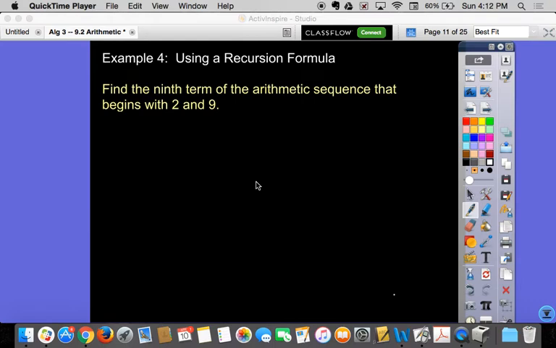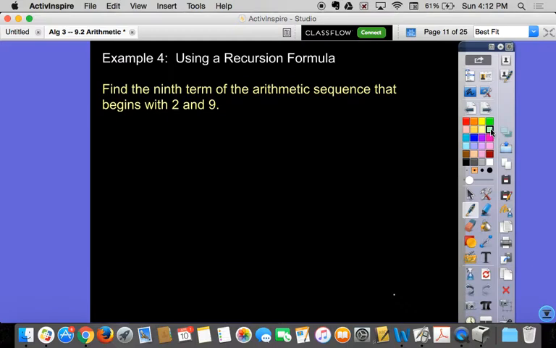Okay, picking back up with arithmetic sequences and partial sums. Example 4 is asking us to use the recursion formula. You can, or you can't. It just kind of depends on what you're more comfortable with. So it says find the ninth term.